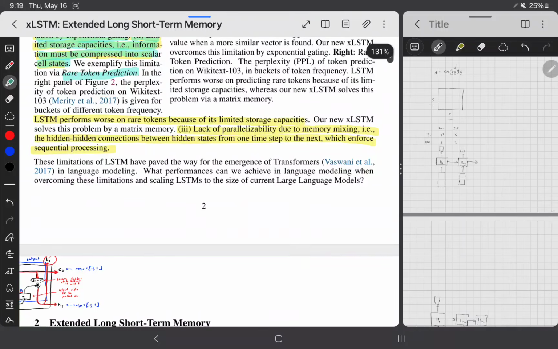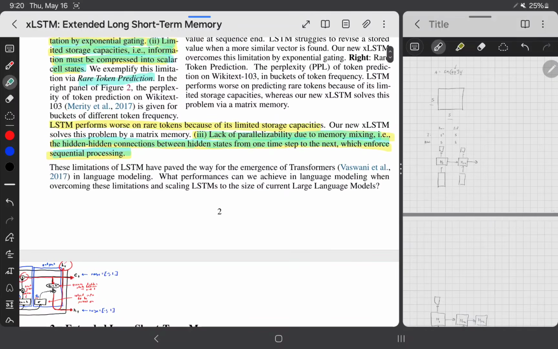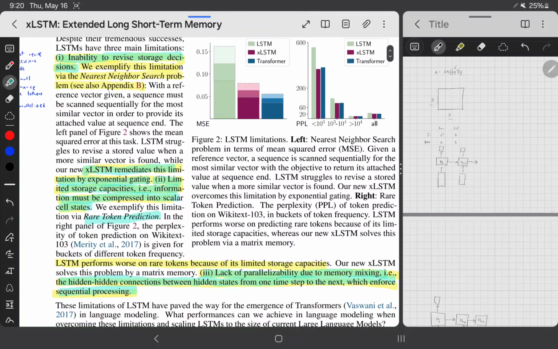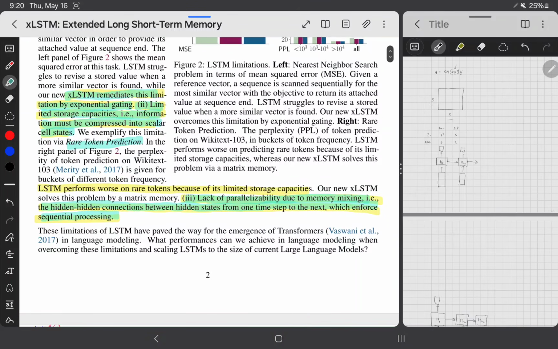They also say that they do some stuff like rare token prediction, and they also mention that there's a lack of parallelism. So there's a lack of parallelism due to the memory mixing, i.e. the hidden connections between hidden states from one time step to the next, which enforces sequential processing. And they mentioned that you can do parallelism if you don't have memory mixing. So if you remove this memory mixing constraint, which happens whenever you go to vectors, then you don't have this problem. And they remove this constraint by basically creating multiple heads that don't mix with each other. So these are the problems they want to fix. They want to fix the lack of being able to revise storage, limited storage, and this memory mixing problem.